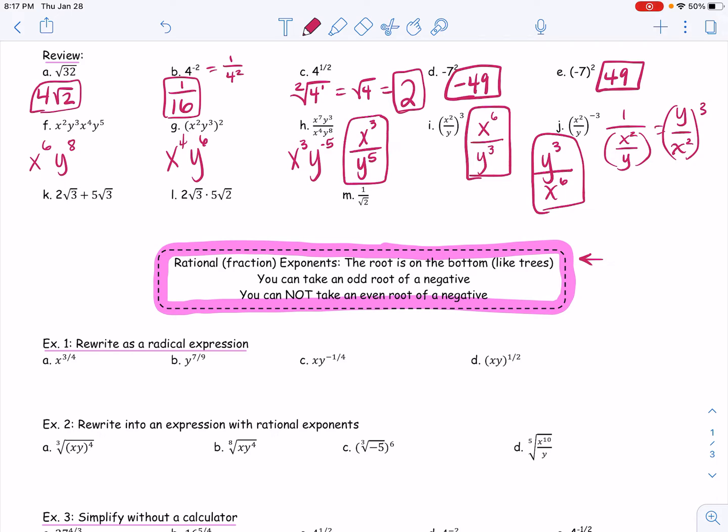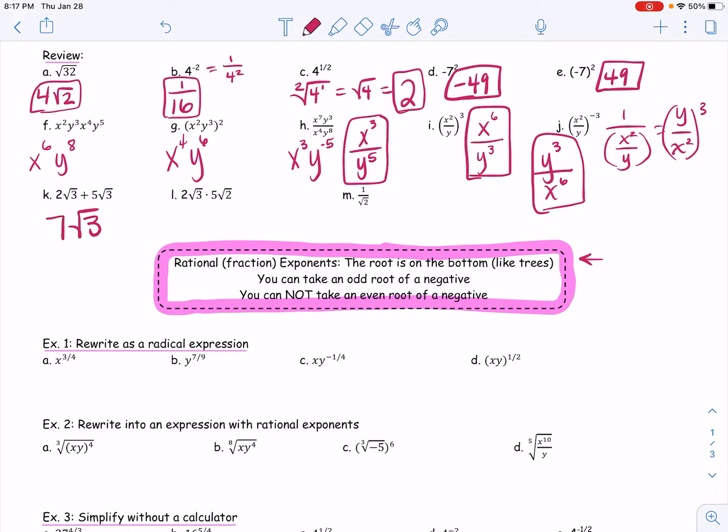In K, because we're adding, we can only add or subtract like terms. And what makes a like term is that the number underneath the radical has to be the same. So 2 radical 3 and 5 radical 3 are like terms. That's like saying 2x plus 5x, which we can do, and that's 7x. So this is going to be 7 radical 3.